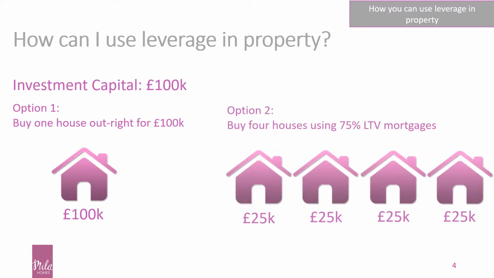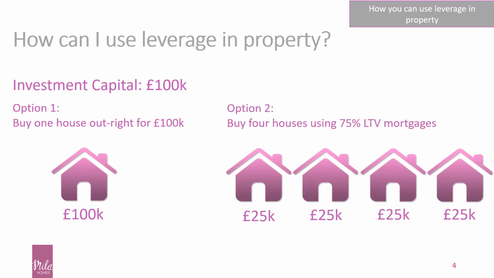The other option that we can look at is buying four houses. Now you say, why? How am I buying four houses with that? So we're going to use 75% loan to value mortgages. We're going to invest that £100,000 equally across four properties, so £25,000 will be the deposit for each of those buy-to-let mortgages.